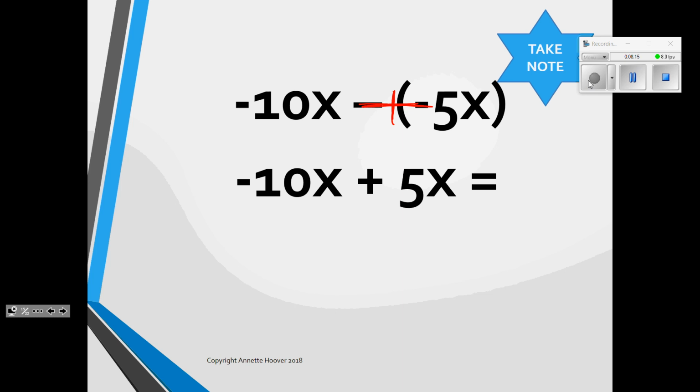Well, first we notice that they're like terms because they have the same variable attached. They are different signs. One's negative, one is positive, so we subtract. 10 is farther from 0, so we know we're going to keep it negative. The answer would be negative 5x.